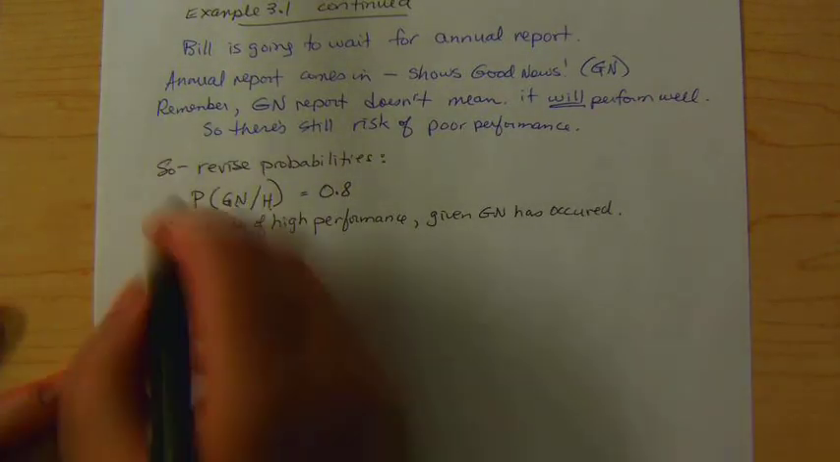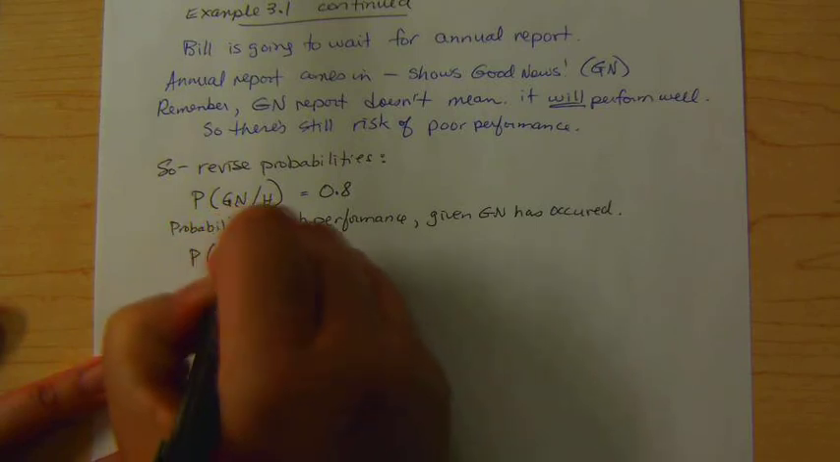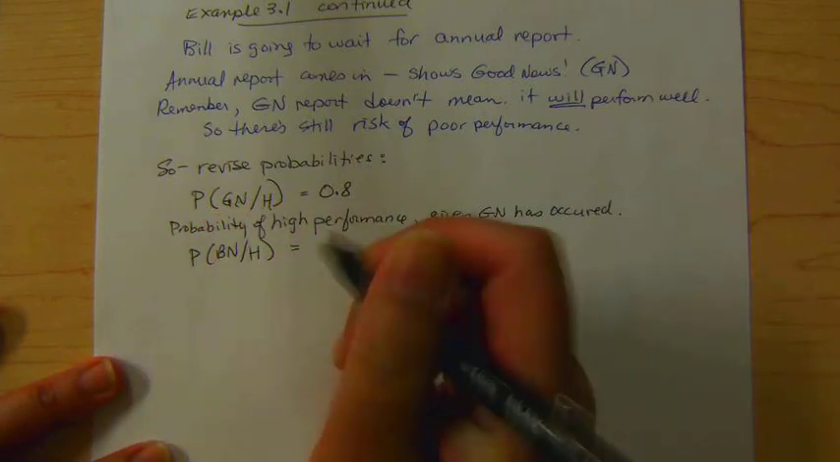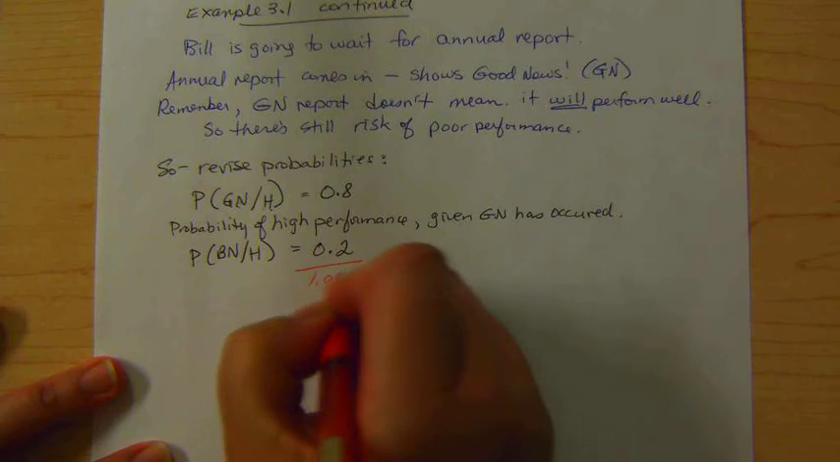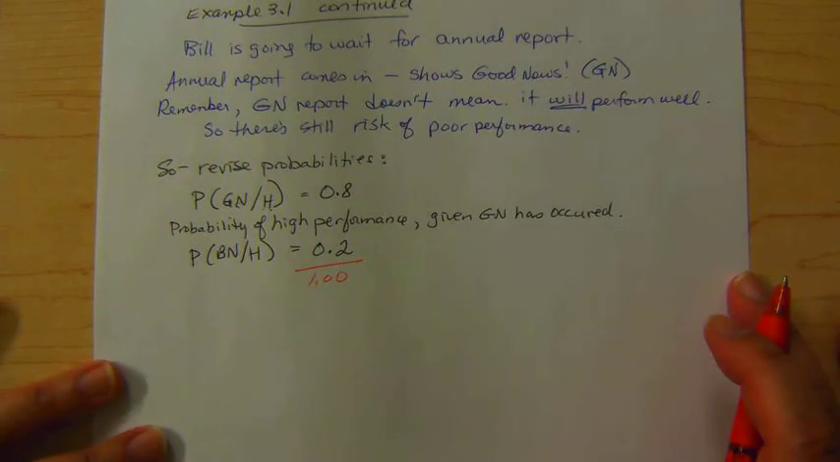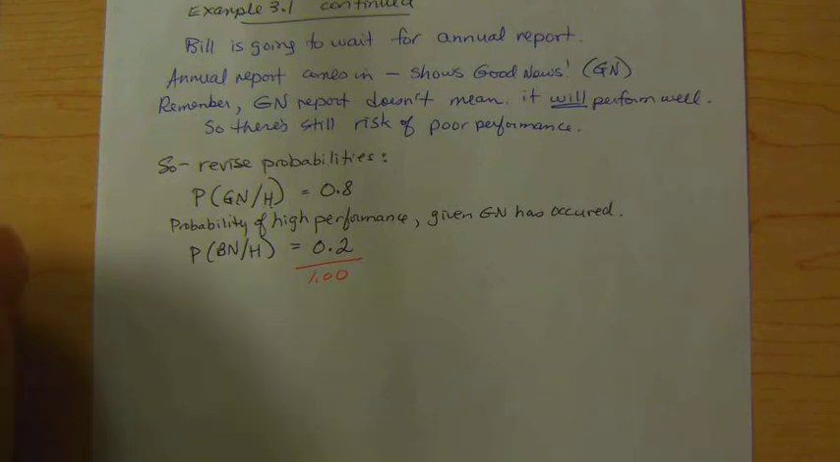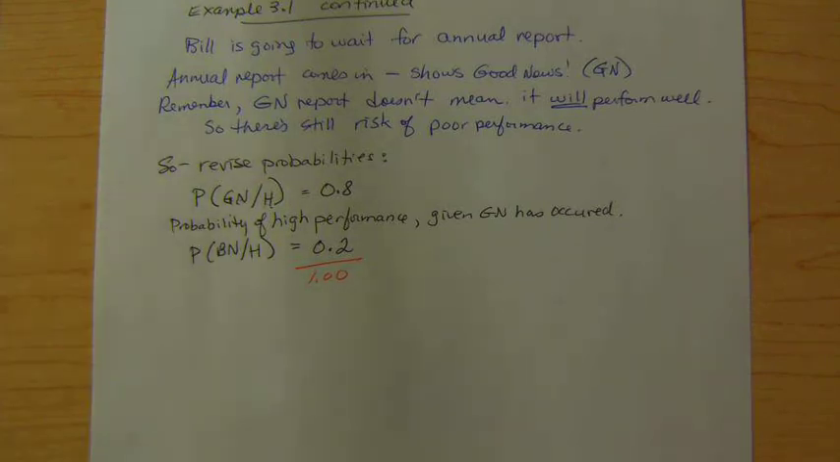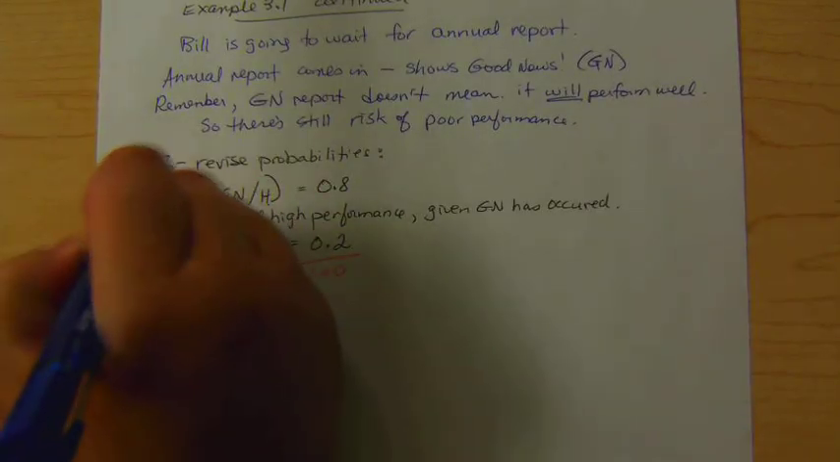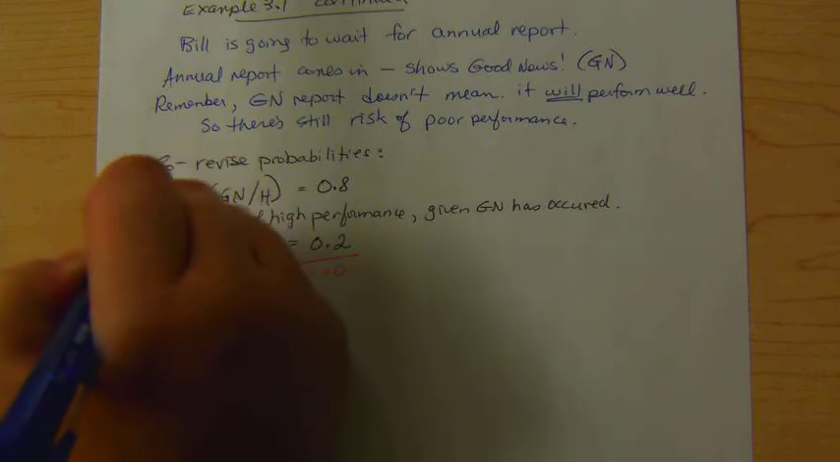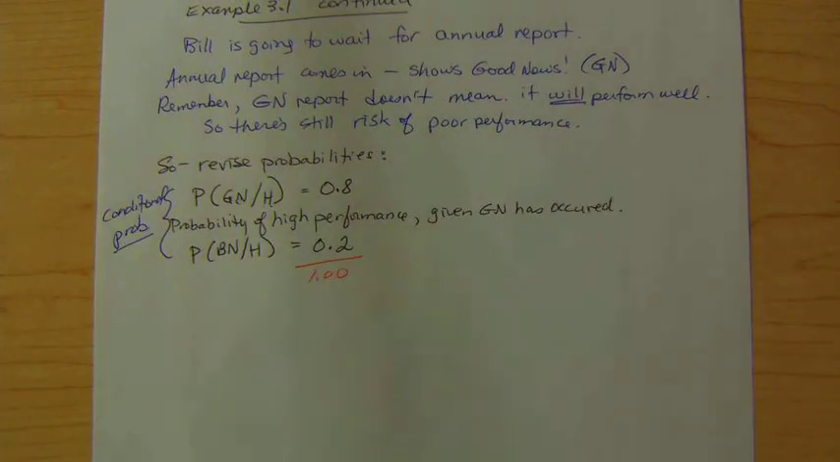And the probability of bad news and high occurring is 0.2. So notice that you always add to 1. So, these are what's called conditional probabilities. Something's occurred, so now the chance of something else is X or Y.